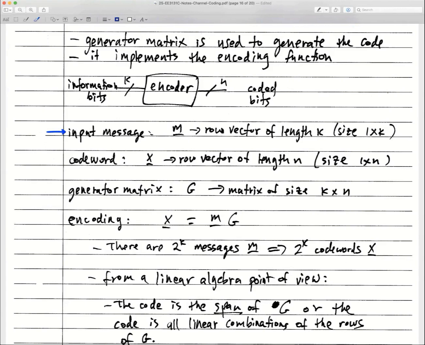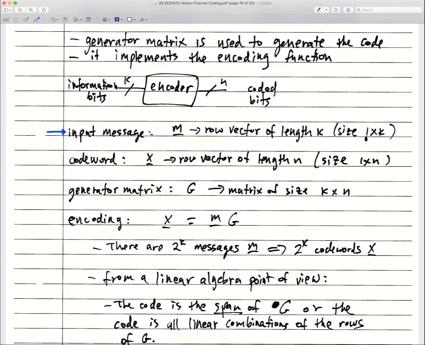And my input message M is a vector of what size? So that's my input here. What size is my input? How many bits? Just look at this diagram here. How many bits are being put in? K bits, right? So M is a vector of length K.